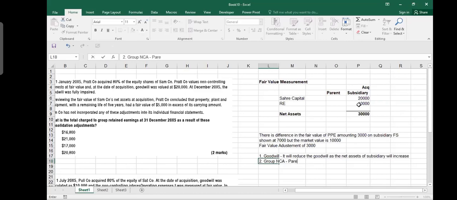Usually you say parent's assets plus subsidiary's assets. And here you should say plus fair value adjustment. This 3,000 should also be added here on the group non-current assets. Okay. But before I make this adjustment, let's make another adjustment. Let's keep it at the third place. Let's introduce something else on the second place.